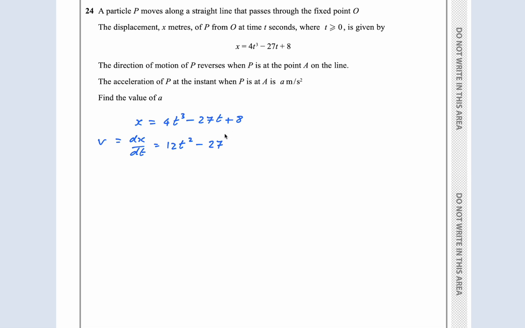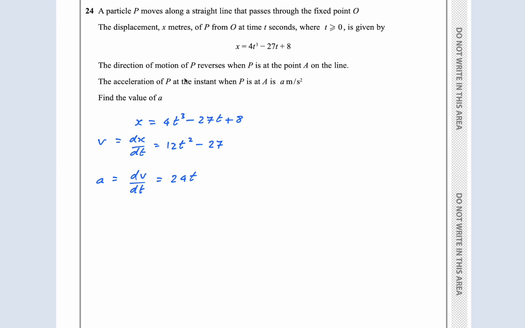So that's my velocity. And seeing as he mentions acceleration, I can get the acceleration. The acceleration is the derivative of v. It's dv/dt because it's the change in velocity with respect to time, the rate of change of velocity. So again, multiply by 2, 24t, and the 27 disappears just like the 8 did. Okay, so now guys, that's probably worth at least 2 marks, what I've done so far. Then he says, the direction of motion of P reverses when P is at the point A on the line, right?